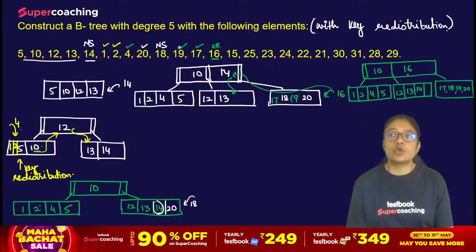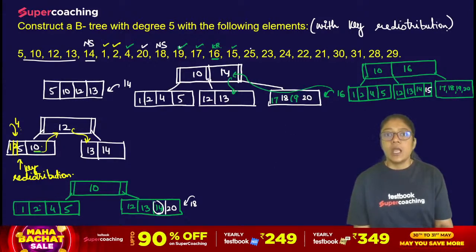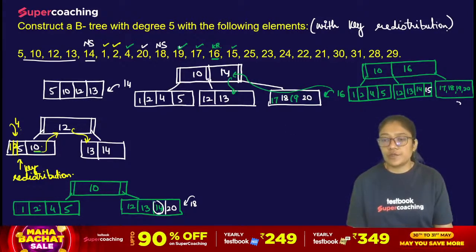You can check that elements smaller than 16 are on the left side, and greater elements are on the right side. Okay, so the next element is 15. 15 is smaller than 16, so going to the left side, one empty slot is available. That's fine. Now 25. 25 should come here, but in this case it is a case of overflow.